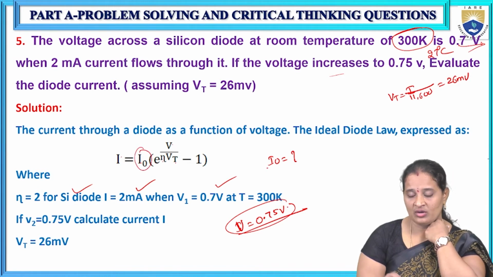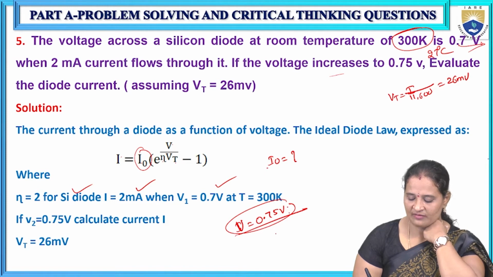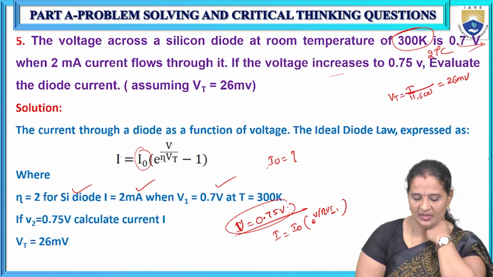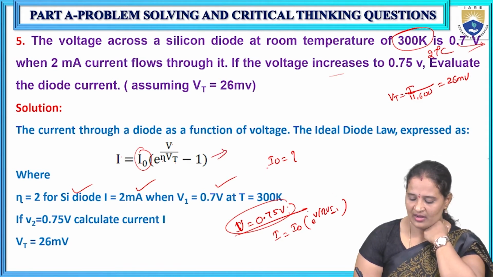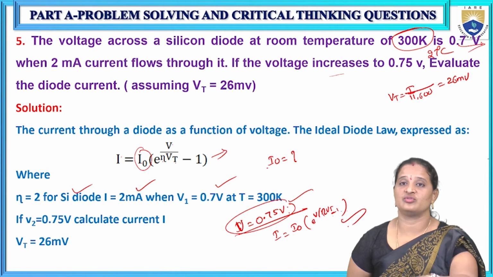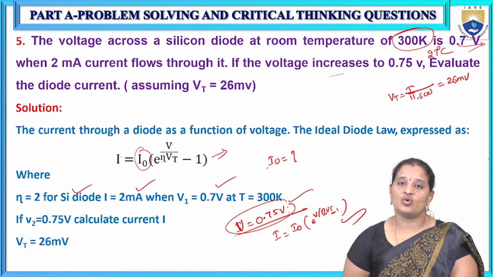So use the formula and substitute I value, V value, eta value, calculate I0. If you get I0, then take V is equals to 0.75 and use again same formula, I0 into E power V by eta Vt minus 1. So I0 value is how much you are getting, you will be getting from this expression, and then substitute V value. What is the V value? 0.75. Eta value is 2. Vt value is 26 millivolts minus 1. So that you will be getting the current flowing through the diode when the voltage applied becomes 0.75.